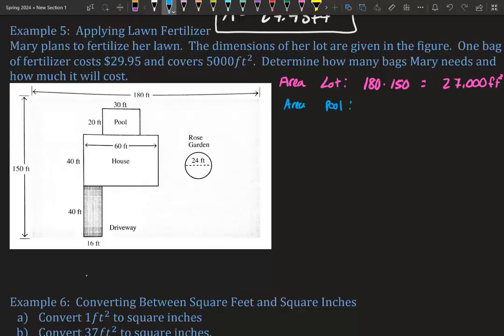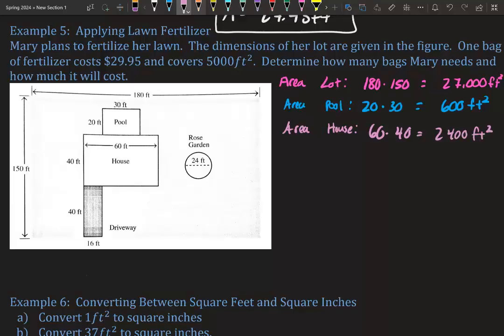So the pool is a rectangle. So we have 20 times 30, and we get 600 feet squared. Next, we have the house. The house is a rectangle, so we have 60 times 40, and that's 2,400 square feet. All right, then we have the driveway. The driveway is another rectangle, so 40 times 16, and we get 640 square feet.